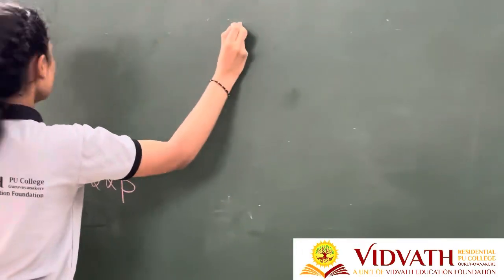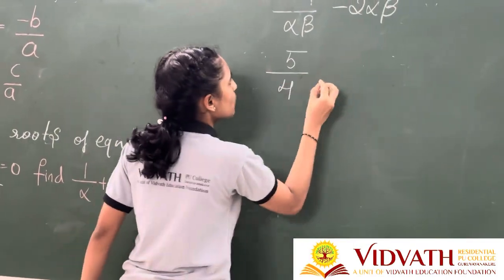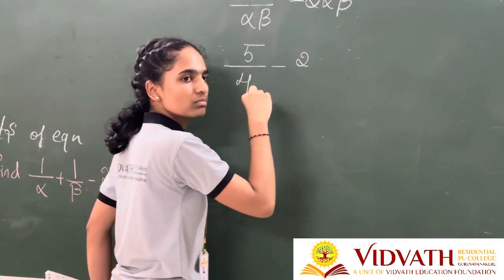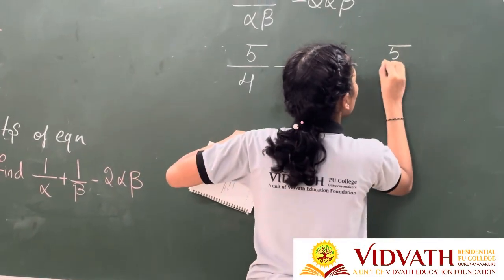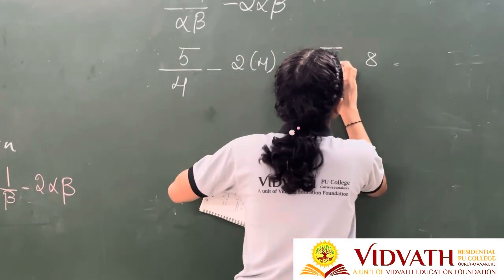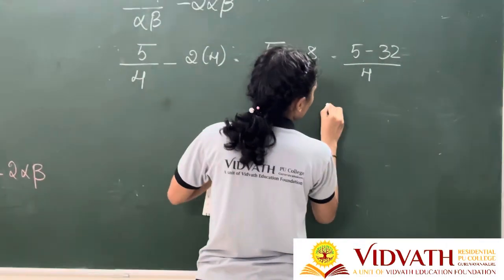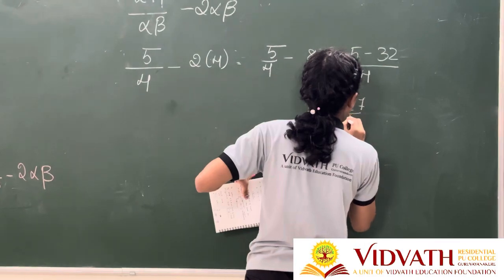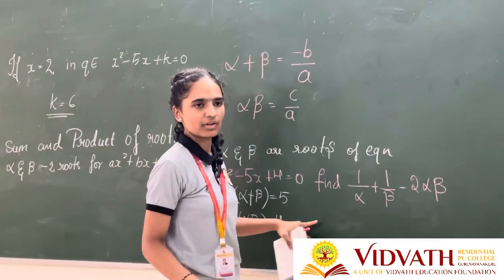So just put the value here. Alpha plus beta is 5 and alpha into beta is 4, minus 2 alpha into beta, value 4, yeah. So 5 by 4 minus 2 4s are 8. 5 minus 32 divided by 4. 5 minus 32, yeah, minus 27 by 4. So you have to simplify it to get the answer, okay?